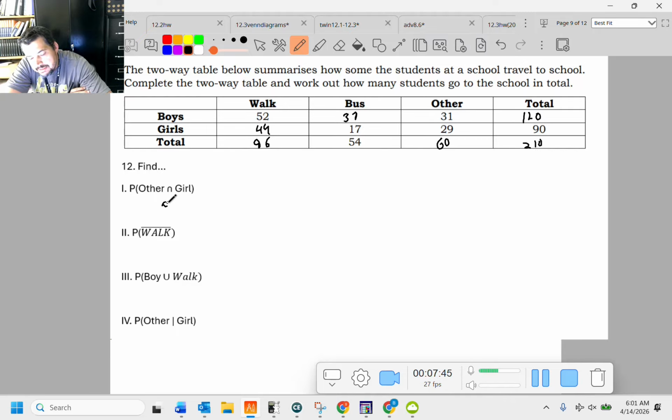The N means and. Find the probability of other and a girl. Other and a girl. There are 29 individuals who are other and a girl out of 210.